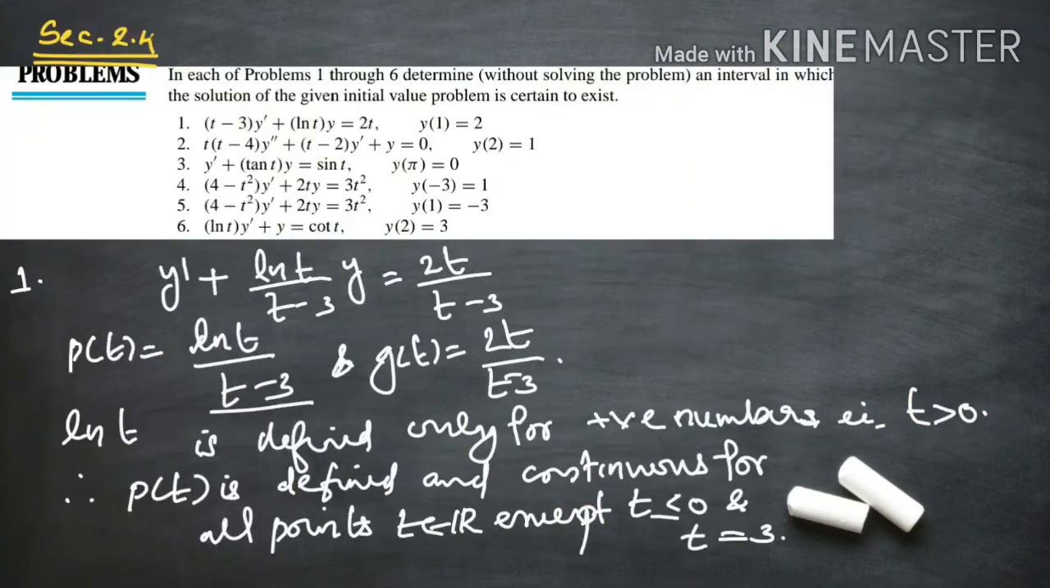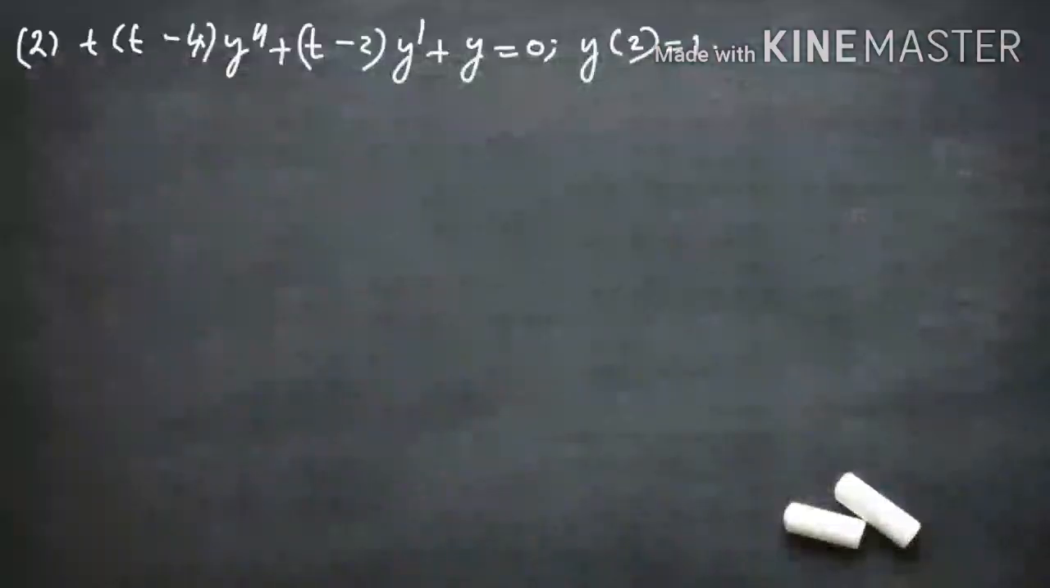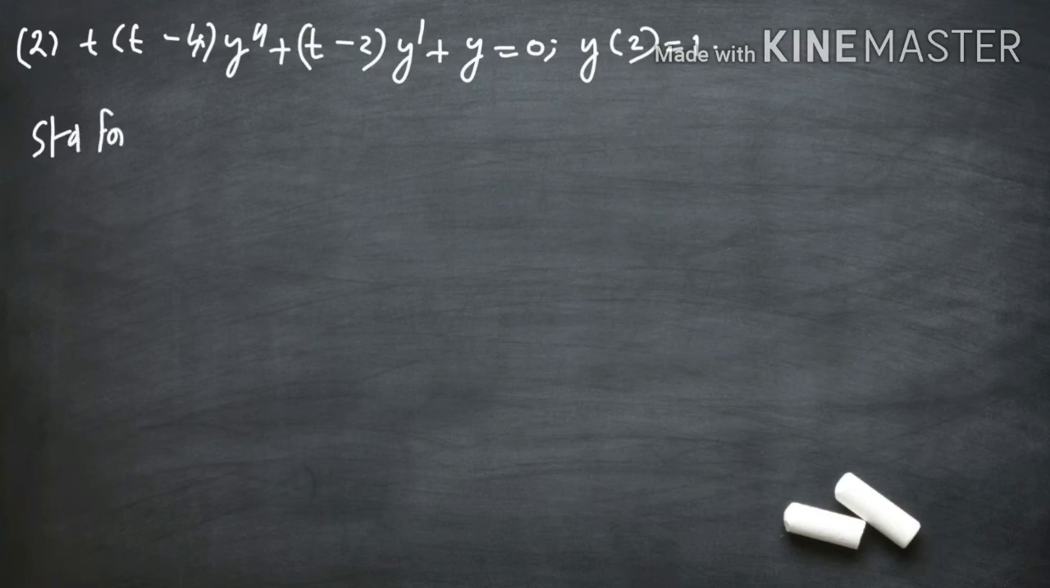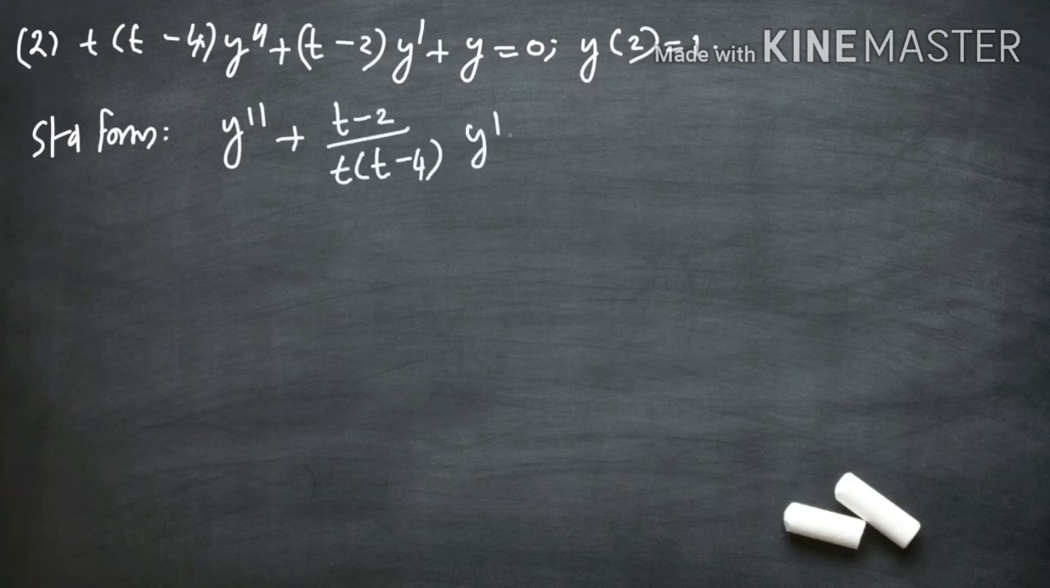Our next problem is t(t-4)y'' + (t-2)y' + y = 0, y of 2 equal to 1. So let's do that problem. Again, writing in the standard form: y'' + (t-2)/(t(t-4)) y' + 1/(t(t-4)) y = 0. The right side is 0 itself.